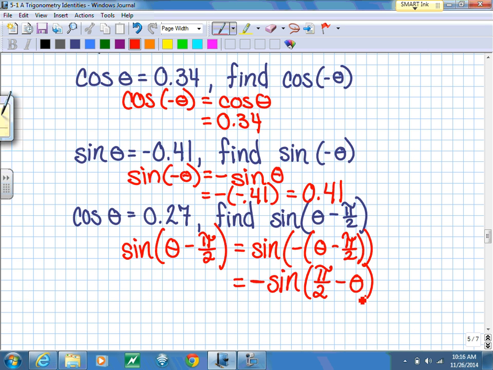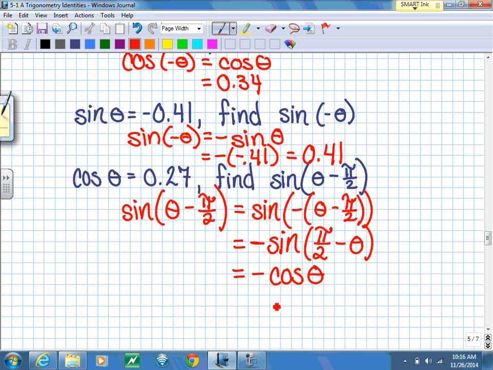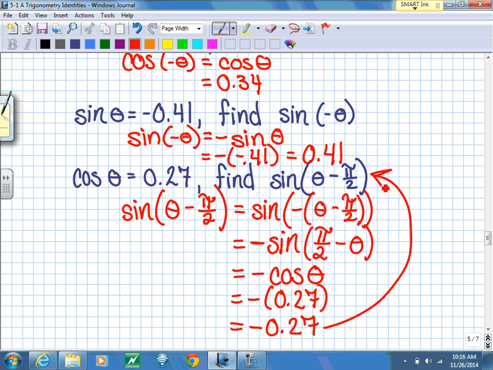Well, sine of pi over 2 minus theta is equal to the cosine. And so here I end up with negative cosine, which started out with the sine of theta minus pi over 2. Since I'm given that cosine is 0.27, my final answer then is negative 0.27. And that right there is the sine of theta minus pi over 2 if given cosine equals 0.27.